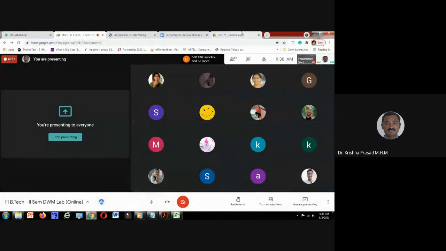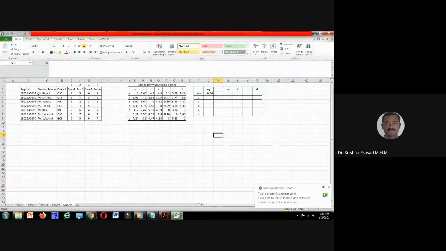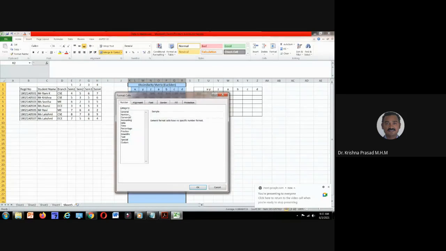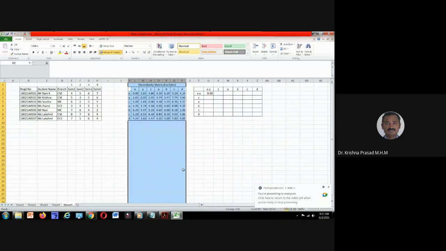Yeah, friends, please see. This is the crucial stage. I request you all to please concentrate. This is the data set I prepared, randomly. This is the dissimilarity matrix I computed. I computed this dissimilarity matrix using Euclidean distance, whereas you are advised to compute a dissimilarity matrix other than this one.